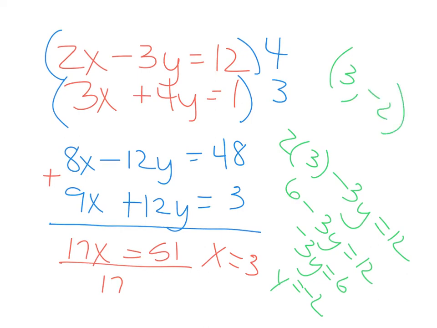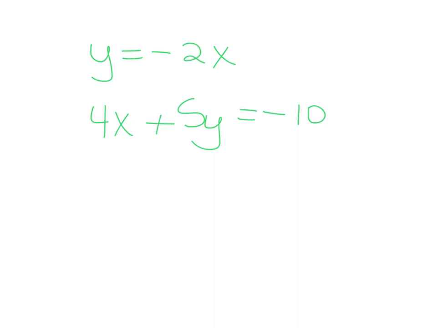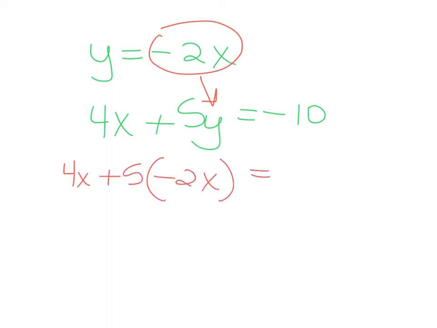Okay, I'm going to do one more. Okay, how about this system? Well, if I look at this one, I say it's ready for substitution. And of course I could do elimination. I could set it up for elimination, but it's nice and set up for substitution. So in the second equation, wherever I see a y, I'm going to plug in negative 2x. So this becomes 4x plus 5 times negative 2x equals negative 10. And I get 4x minus 10x equals negative 10.